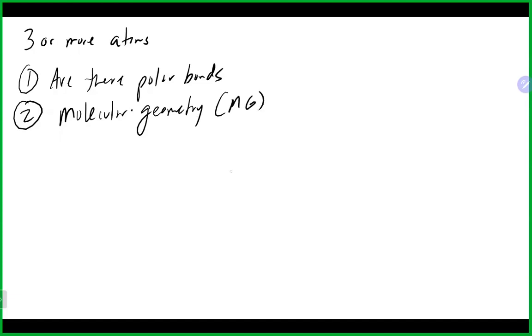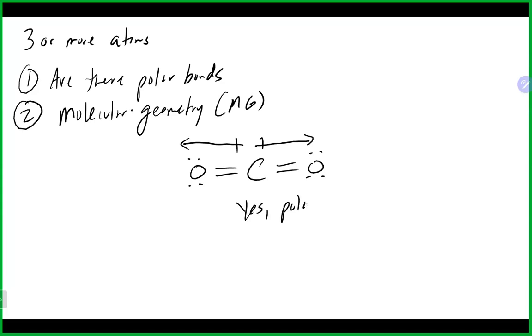So let's just take the classic example of carbon dioxide. When we look at carbon dioxide, does it have polar bonds? Is the bond between carbon and oxygen polar? The answer is yes. Carbon and oxygen are in the same row on the periodic table. Oxygen is further to the right. So it does have polar bonds heading in this direction. So yes, it has polar bonds.